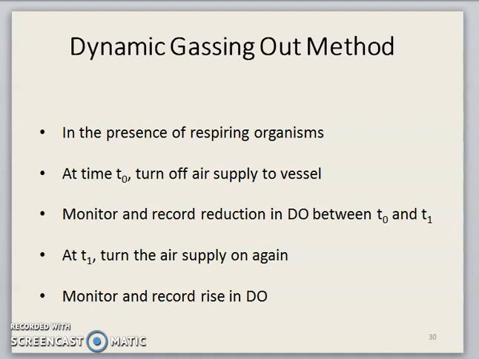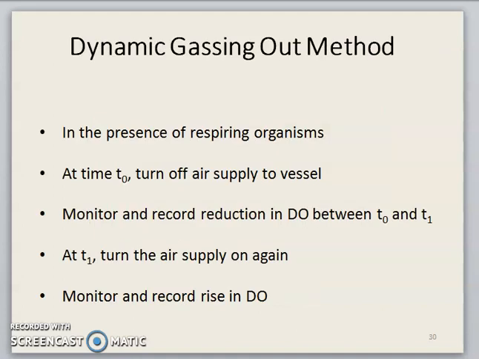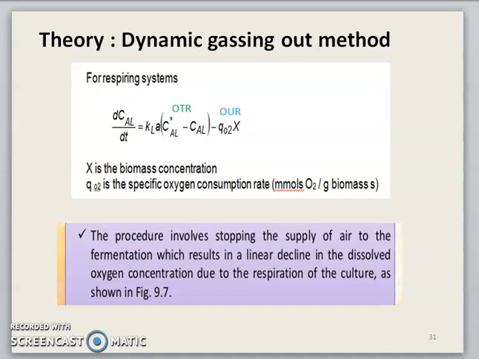Just now, for the static gassing out method, we just recorded the concentration of dissolved oxygen transfer in the fermenter. But for this dynamic gassing out method, we record the oxygen transfer as well as the oxygen uptake. So for the respiring system, which is the system that has microbes, the dCL over dt is equivalent to KLA times (C star minus CL) minus QO2x. KLA (C star minus CL) refers to the oxygen transfer rate. QO2x refers to the oxygen uptake rate.